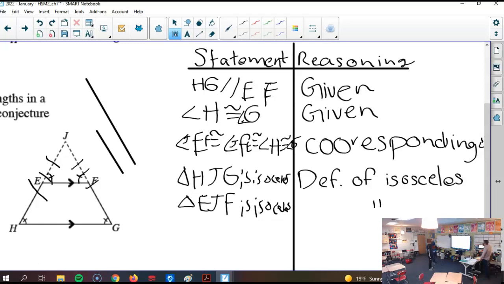Yeah. So you can substitute EJ for FJ or FJ for EJ, right? Once you said that they're congruent to each other. You've also said HJ is congruent to GJ, right? And HJ equals HE plus EJ. GJ equals GF plus FJ.